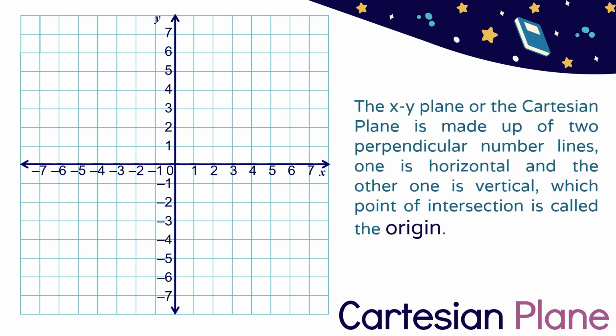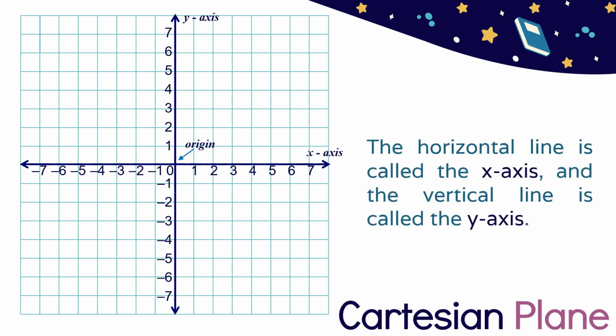The xy plane or the Cartesian plane is made up of two perpendicular number lines. You're already familiar with a horizontal number line. This time we have two perpendicular number lines. One is horizontal and the other one is vertical. We call the point of intersection the origin. The horizontal line is what we call the x-axis, while the vertical line is what we call the y-axis.